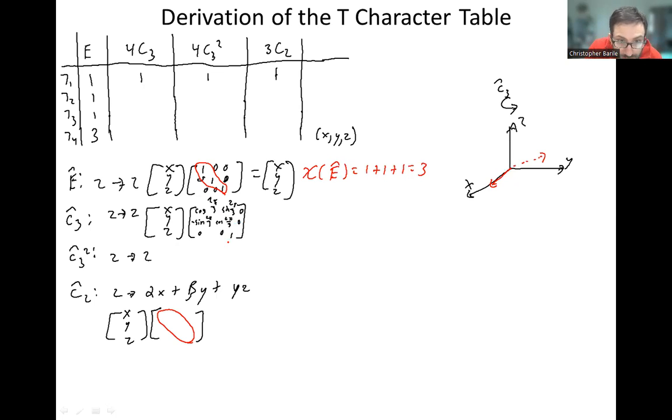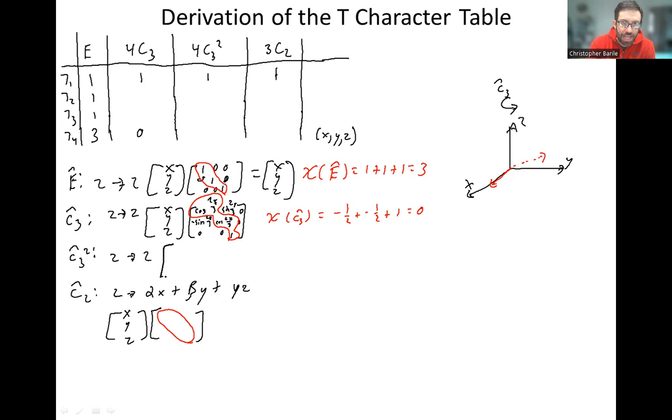So then we take the trace of this 3 by 3 matrix, the sum across the main diagonal, which is cosine 2 pi over 3 plus cosine 2 pi over 3 plus 1. Think about your unit circle, cosine 2 pi over 3 is negative 1/2. So it ends up being negative 1/2 plus negative 1/2 plus 1, which equals 0. So now we figured out that the character under the 4C3 class is 0 for gamma 4.